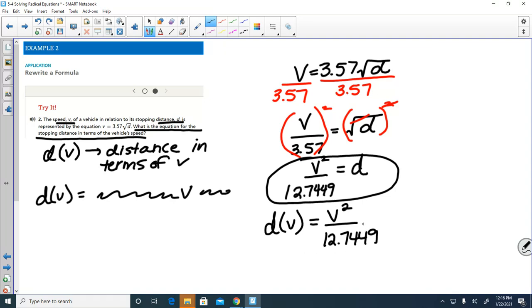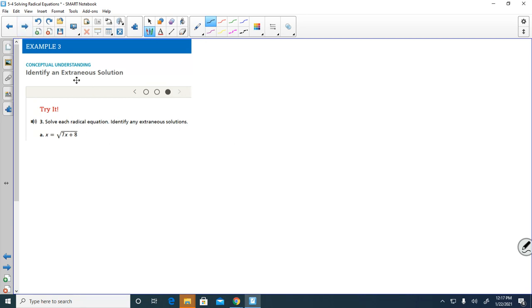But this formula would be handy if you have the speed and you want to know the stopping distance. The other formula is handy if you have the stopping distance and you want the speed. Now, if you're good at algebra, it really doesn't matter, but sometimes you just might want the formula solved for one variable instead of the other. So let's move on to example 3. This time, I promise we're going to have an extraneous solution.